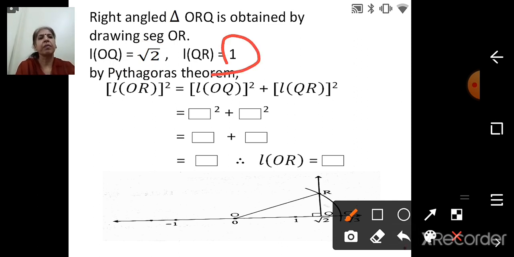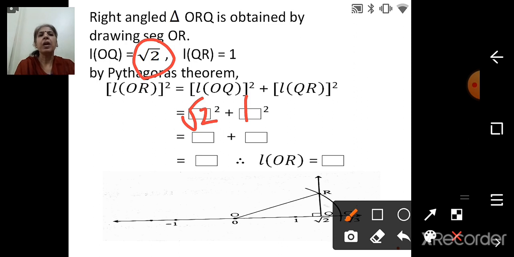By Pythagoras theorem. So what is the Pythagoras theorem? Hypotenuse square is equal to side 1 square plus side 2 square. Now here your hypotenuse is OR. So OR square, the hypotenuse square, is equal to OQ square, side 1 square, plus QR square, side 2 square. Now OQ is how much? Root 2. So this is nothing but root 2 square. And your QR is 1.